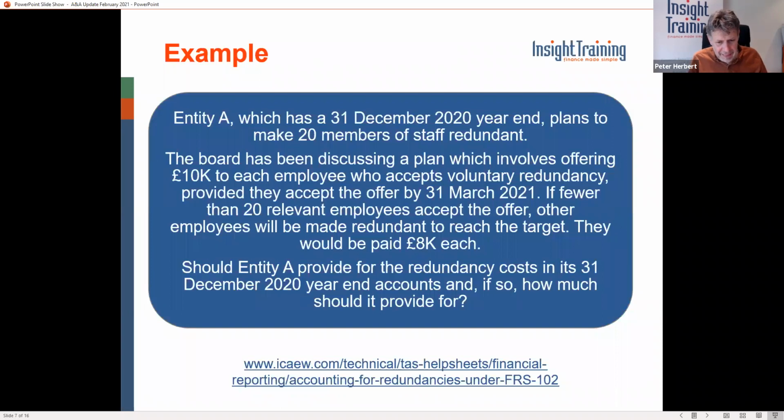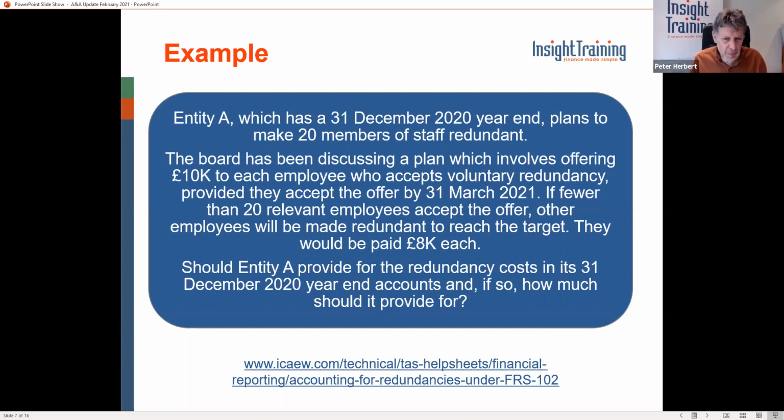Here's an example, and it links very closely to one in a very useful help sheet produced by the ICAW Technical Advisory Service. I put some information at the bottom of the screen there about where you can access that help sheet if you are an ICAW member.